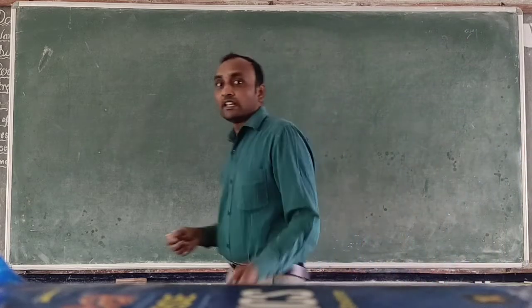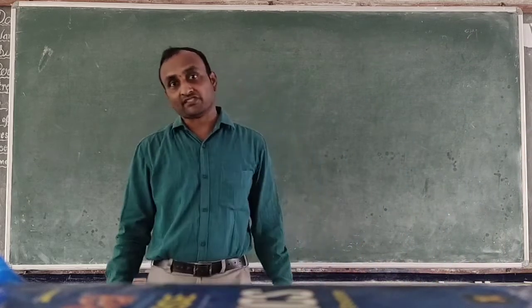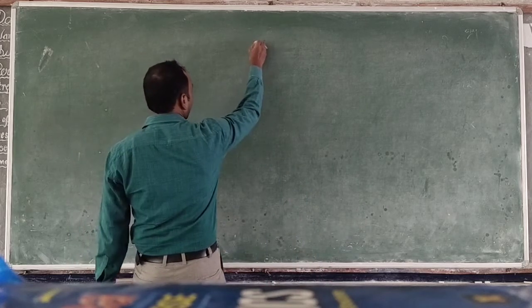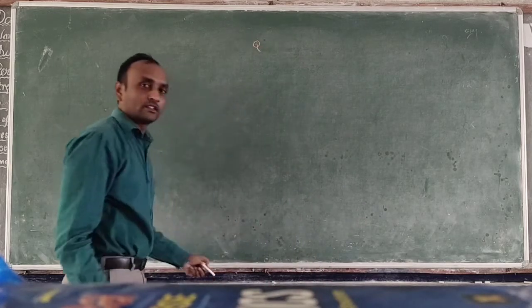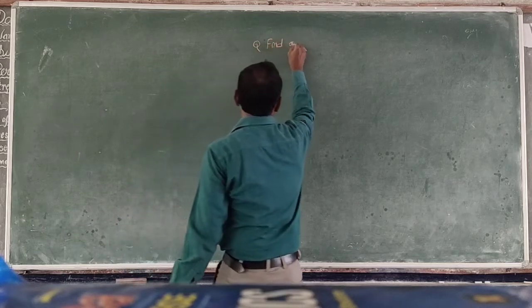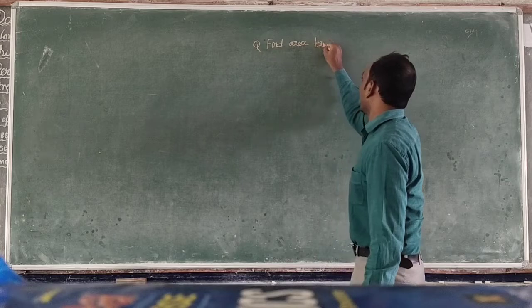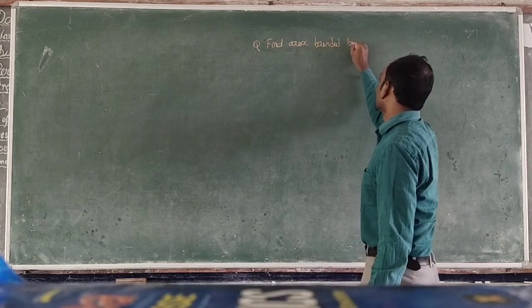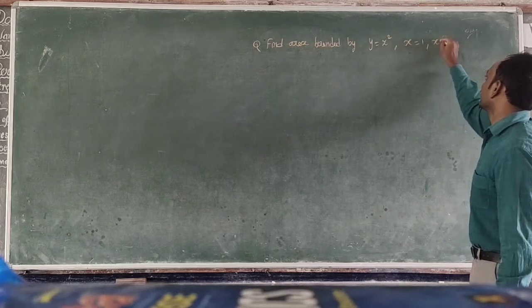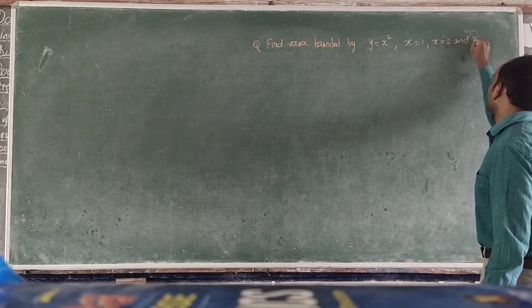Now let's start with very simple problems in finding areas. For example, a very simple question I am writing on the board. Look at this. They are asking: find the area bounded by y is equal to x square, x is equal to 1, x is equal to 2 and the x-axis.